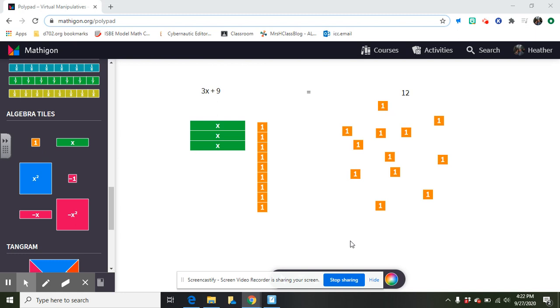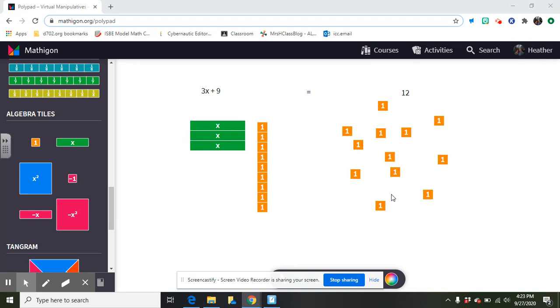Okay, so now we're going to look at two-step equations using algebra tiles. Using algebra tiles, which are located right here on that mathagon that we worked on Friday, there's different ones you can use. So given these algebra tiles, I have created this equation: 3x, so you'll notice I have 3 x tiles, plus 9, so you'll notice I have 9 1 tiles, equals 12. And you'll notice I have 12 1 tiles over here.